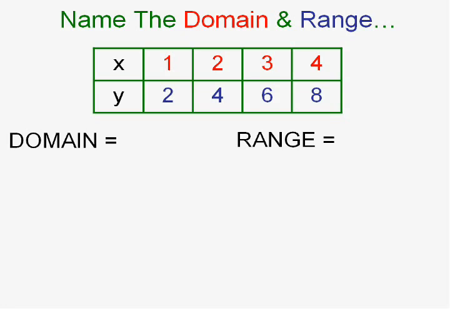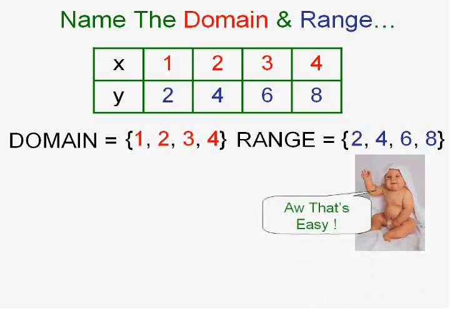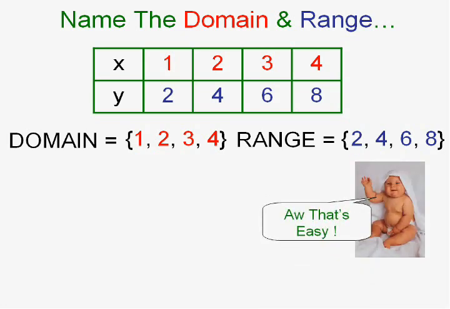In this relation, what is the domain? Well, it's the set of all the first numbers, of all the X's. The set 1, 2, 3, and 4. And the range is all the second numbers, 2, 4, 6, and 8. Very simple, isn't it? Well, let's make it a little bit more difficult.